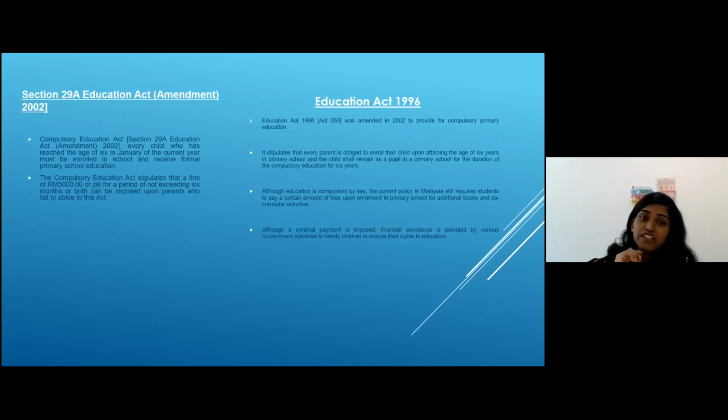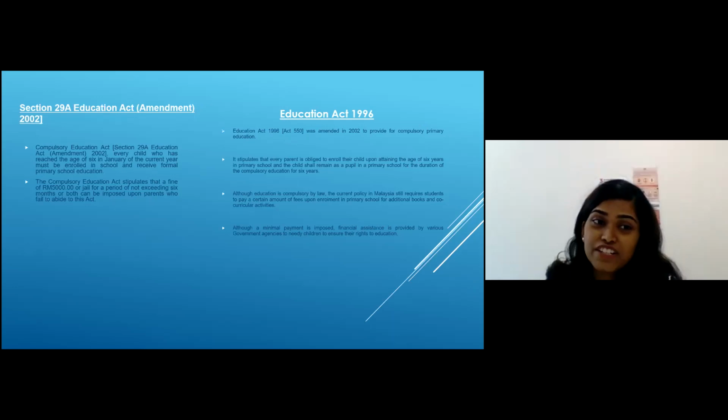We also have the Education Act for children. Section 29A of the Education Act 2002 made it compulsory that every child who has reached the age of 6 in January of the current year, which was 2002 back then, must be enrolled in school and receive formal primary school education. This section was made compulsory for all parents, and if you fail to comply, you can be fined 5,000 or jailed for a period not exceeding 6 months, or both.